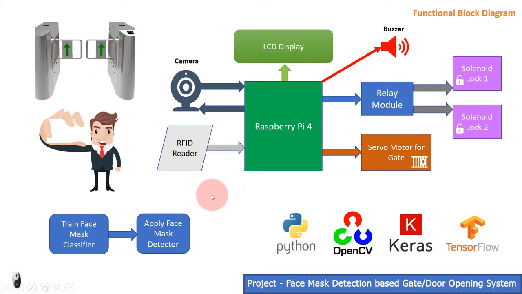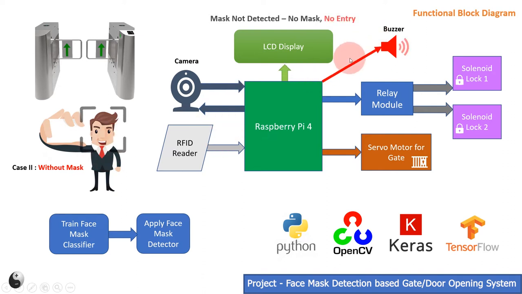Okay, now let's see another case. Here, the user will place a valid RFID card and will then be greeted on the LCD screen. The same procedure will be followed as we have seen earlier, then the camera will start feeding live video to the Raspberry Pi. Here, suppose the user is not wearing a face mask, then the face mask detector will identify that, and the user will get denied entry. The buzzer will start buzzing, and the gate will not open unless the user wears a face mask properly. In this way, this project will work. The user cannot pass through the final gate unless he or she wears a face mask properly.